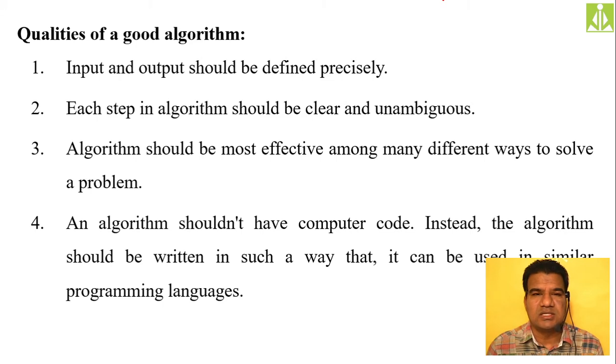Then each step in your algorithm should be clear and unambiguous. There should not be any ambiguity when you go to a particular step in the algorithm. It should be clear what actions we have to perform in order to complete that step. It should be well defined and unambiguous. There should not be any confusion about how we are going to perform that particular step.